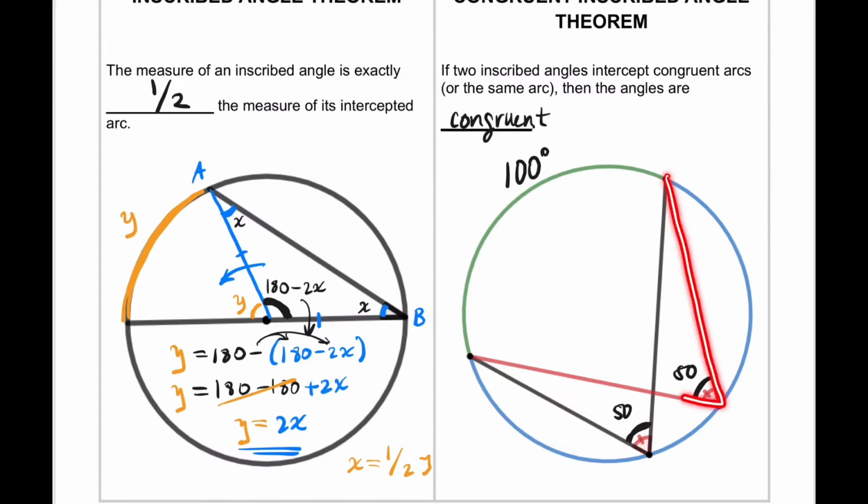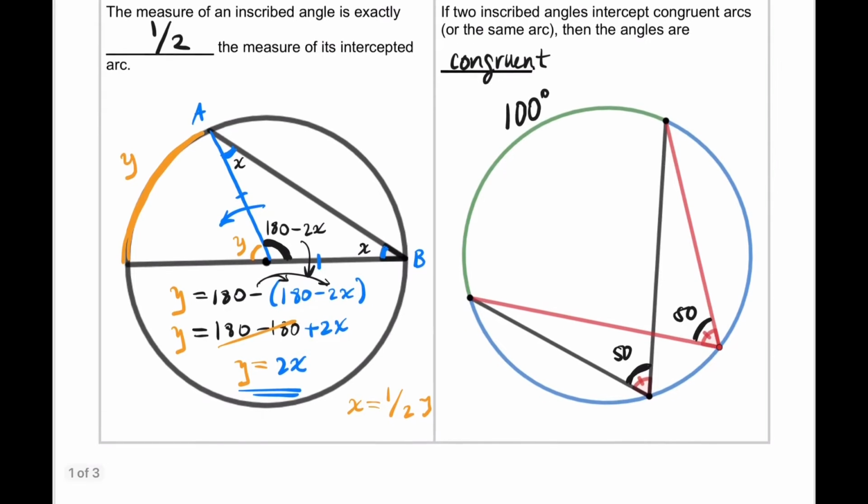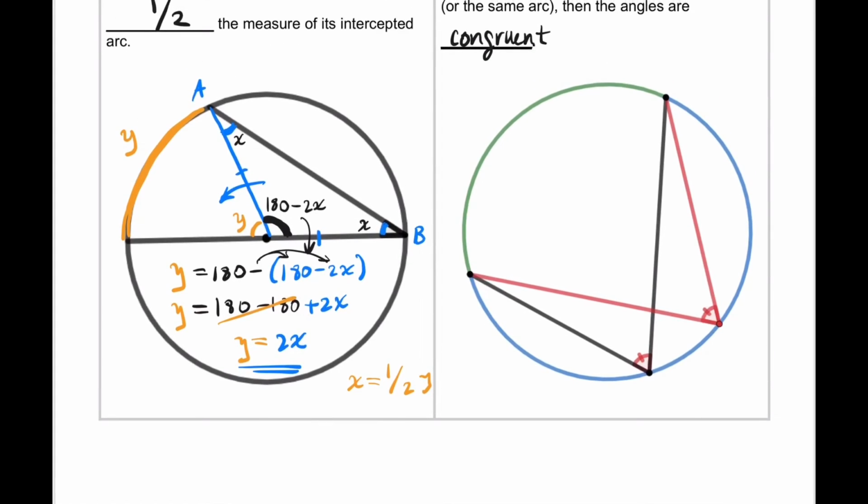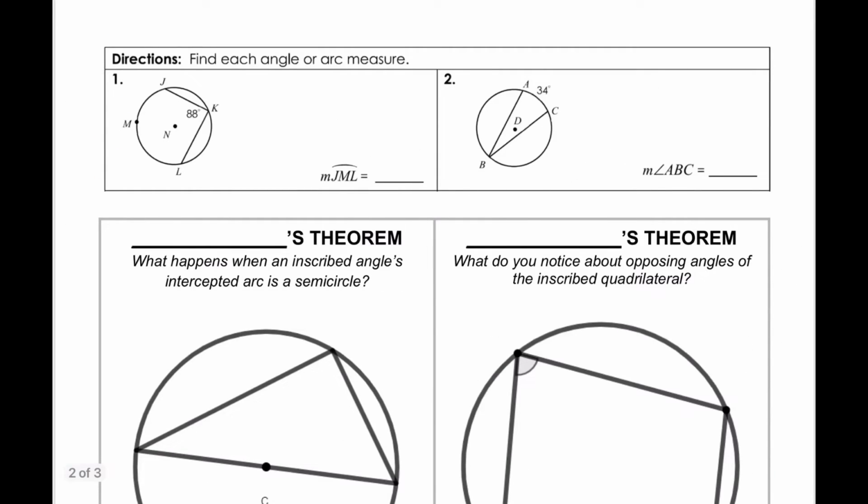Both of these lines are intersecting the same arc, the green arc. So I think it's red and black are both intercepting the green arc. Okay, cool. These are not necessarily 100. It could be anything, right? So that's not really a proof, but that's kind of thinking about it in the right way. Okay, so let's do a couple of examples.